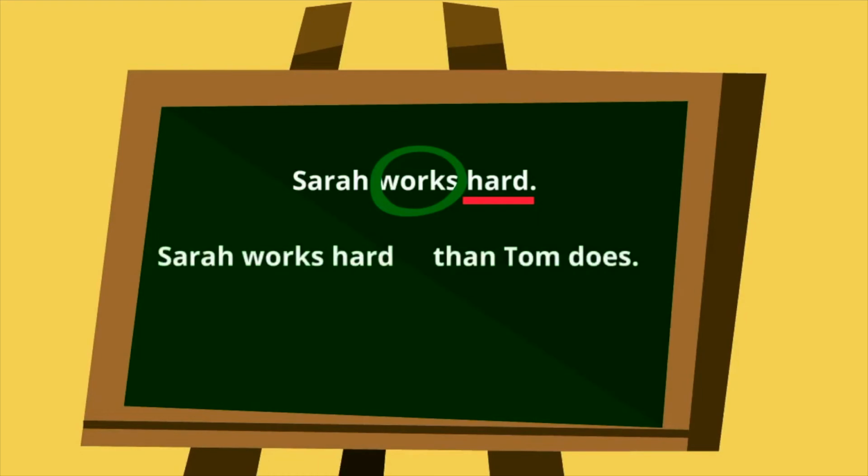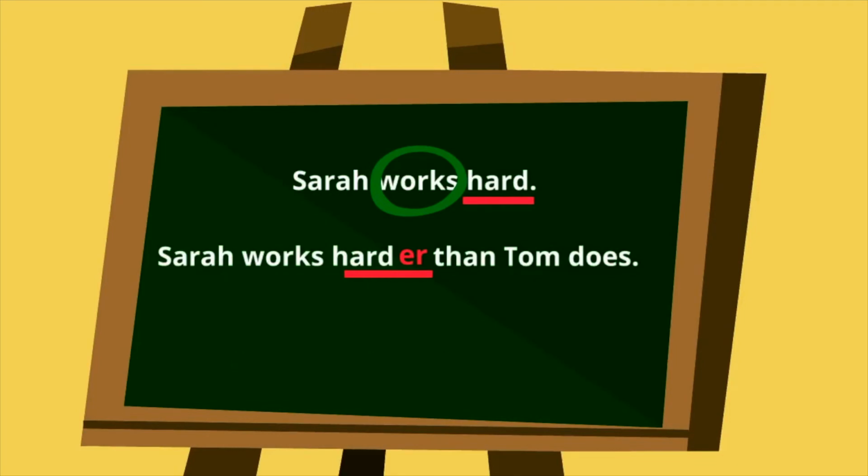Now, look at this statement. Sarah works hard. Where is the adverb? Excellent. Hard is the adverb. It tells me how Sarah works. Now, if I want to compare Sarah's action with, let's say, Tom, what am I going to add to the adverb? Just like the adjectives, I'm going to add ER, harder. Sarah works harder than Tom does. Now, the word harder is called a comparative adverb.